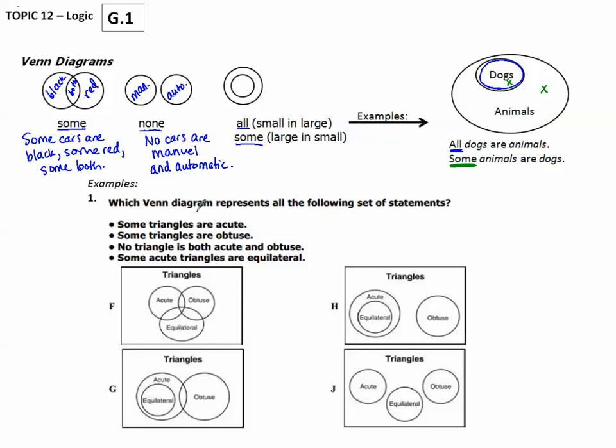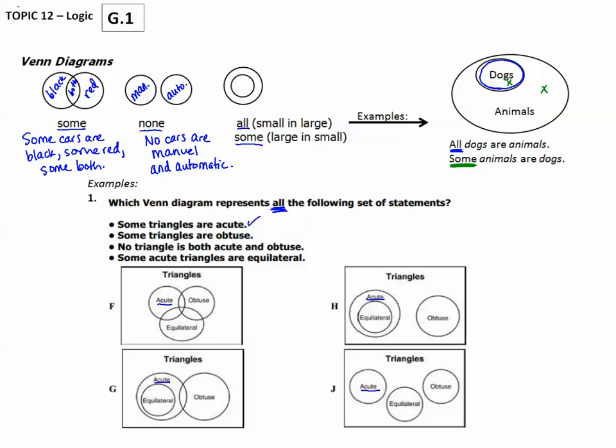So, which Venn diagram represents all of the following set of statements? So let's go through each one. Some triangles are acute. So notice the triangle group is the big group. If you have the large thing that's being described, some of that large thing, some triangles are acute, then the triangle group is the big group if it's a some. So I see triangles, acute, triangles, acute, triangles, acute. So some of the triangles in each of the pictures are acute. That works for all of them.